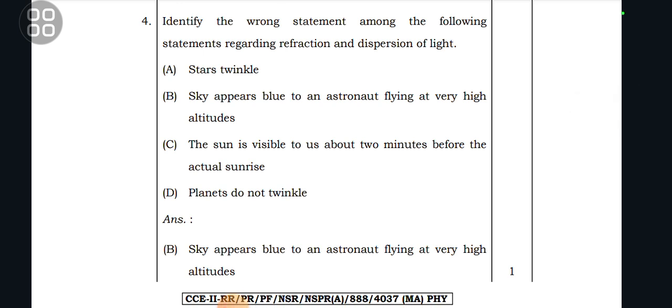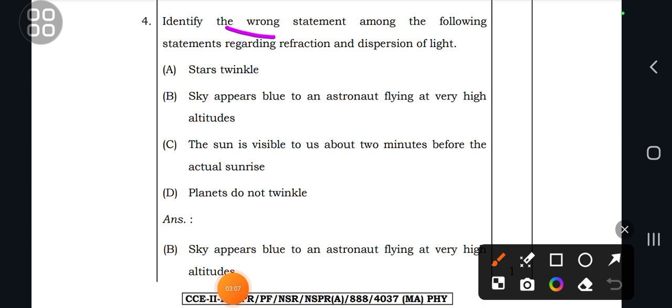They are told to identify the wrong statement. The sky appears blue to an astronaut flying at very high altitudes. It is a completely wrong statement. The astronaut will never feel that the sky is blue, because it is the scattering of blue light in the atmosphere that makes it look blue. This is the wrong statement which they asked for in this question. Option B is correct.